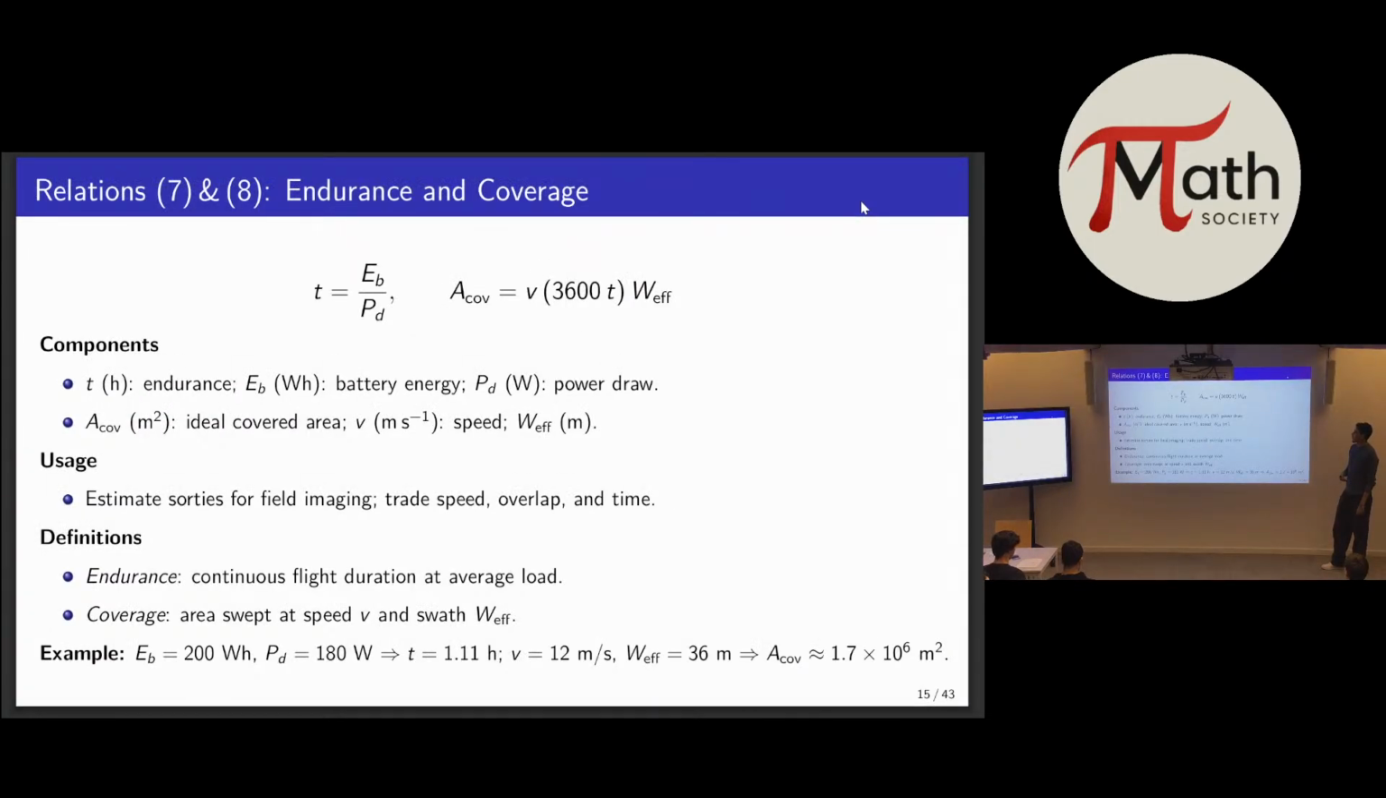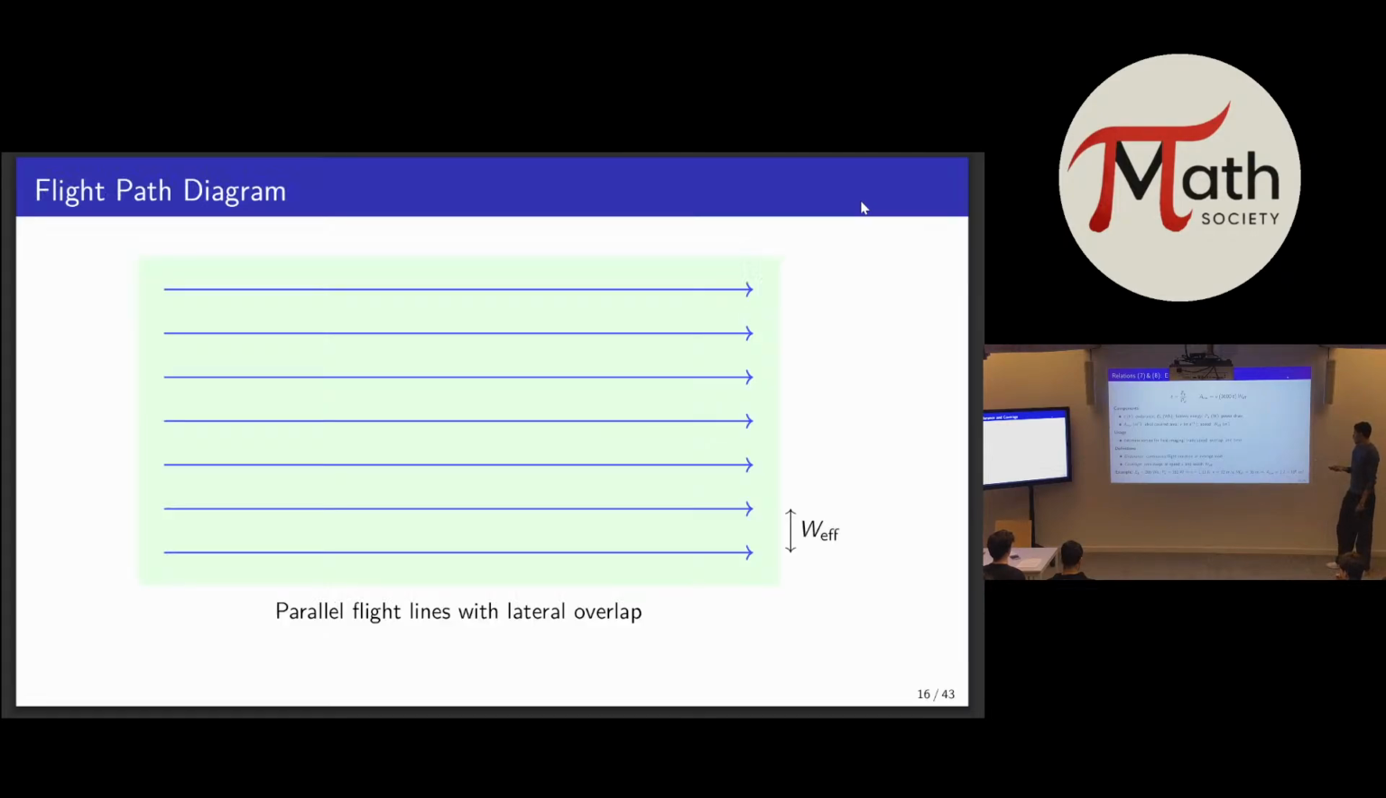Of course, endurance and coverage are very important and essential elements for this because it varies for each drone, but we'll just take an example of the latest drones on the market. As I said, it estimates the sources for field image, rate, speed, overlap, and time. So this estimates how much time it's going to take to do all the previous work we were talking about. Here is a flight path diagram. The drone usually starts from here, goes all the way to the end, comes back, and goes until it scans the whole field.